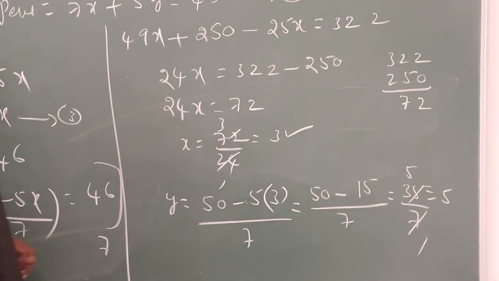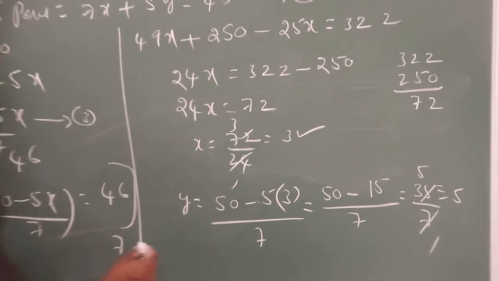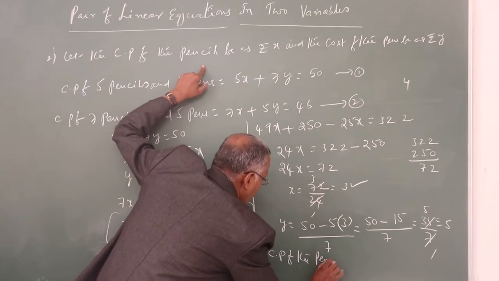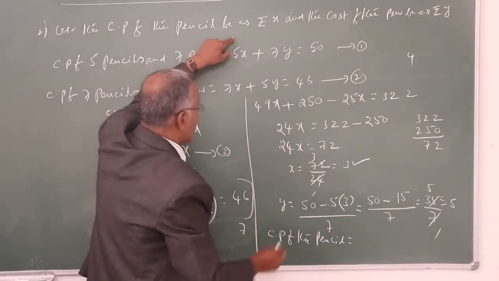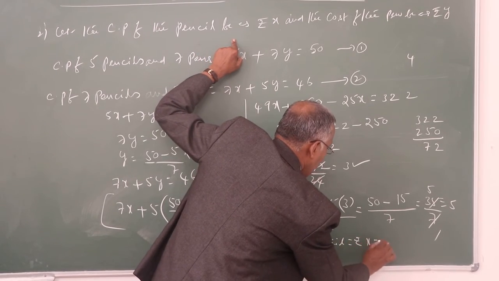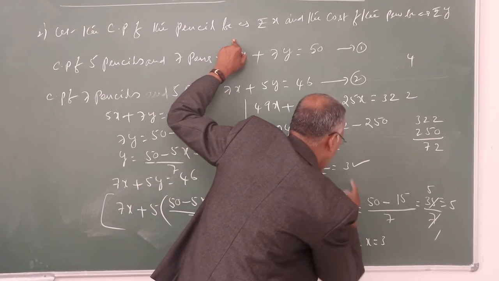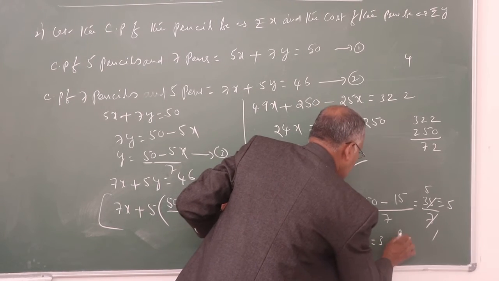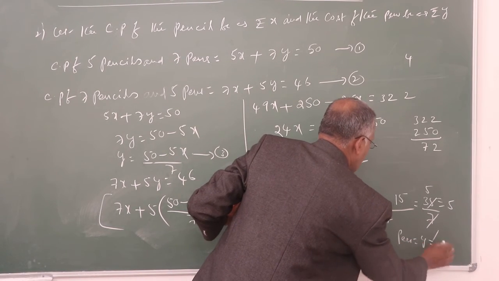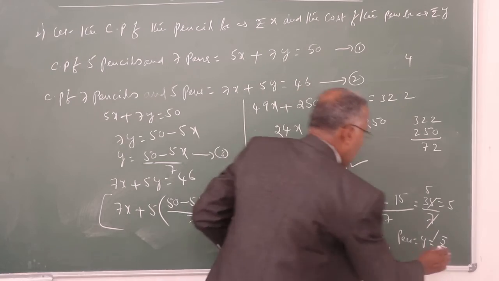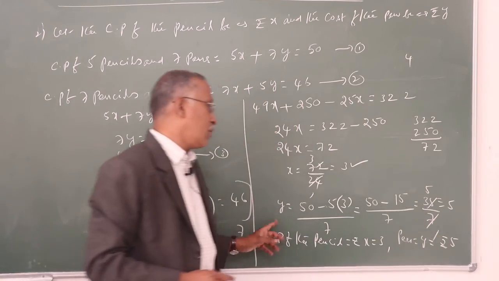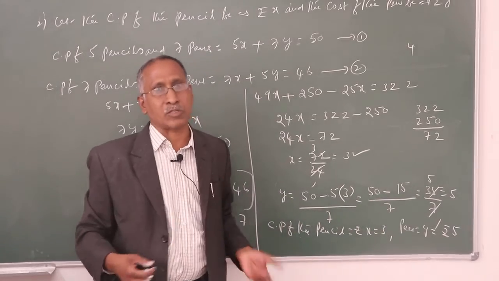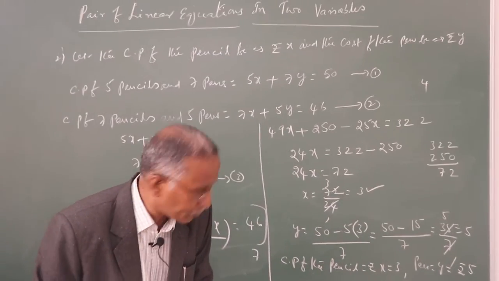What is x and y? We have taken cost of the pencil. Therefore, CP of the pencil is equal to, we have taken as x rupees. What is the value of x here? The x is equal to 3. And cost of the pen we have taken as y rupees. y is equal to how many rupees you have got here now? 5 rupees. This is the way we have to find out. We have found out the cost of the pencil and the pen. Likewise, some more sums we have to work out like this now.